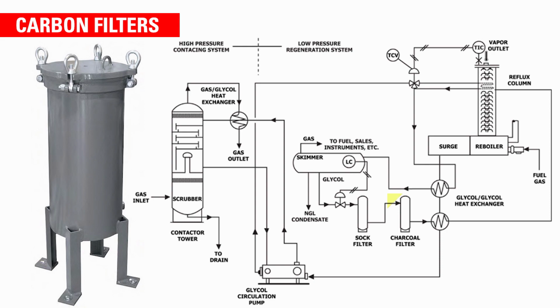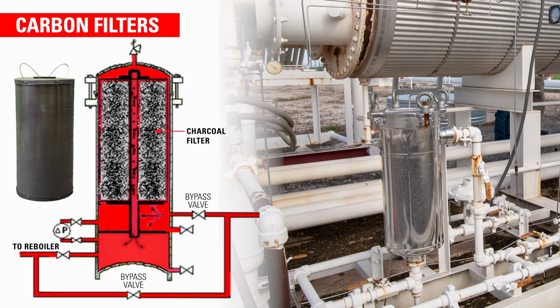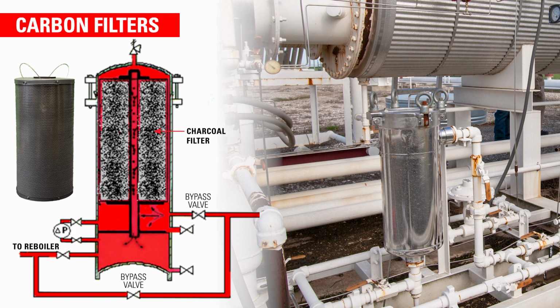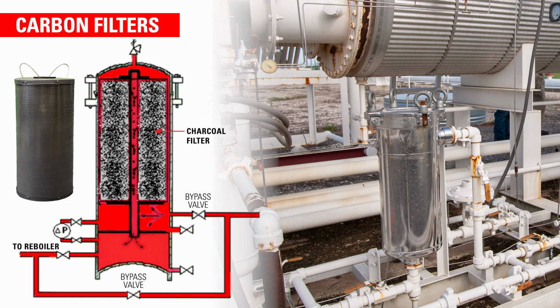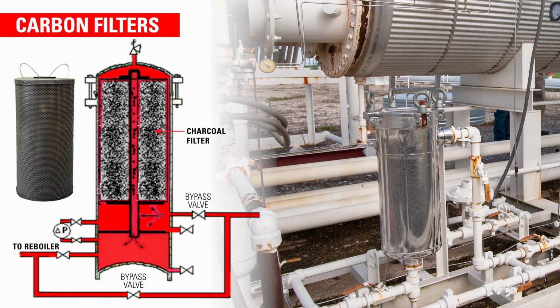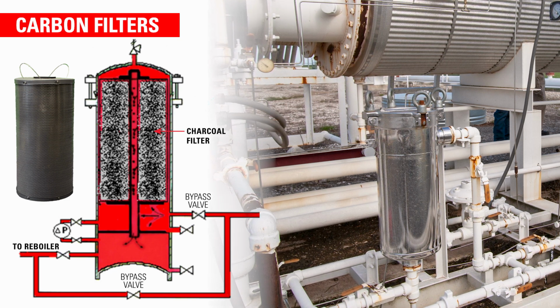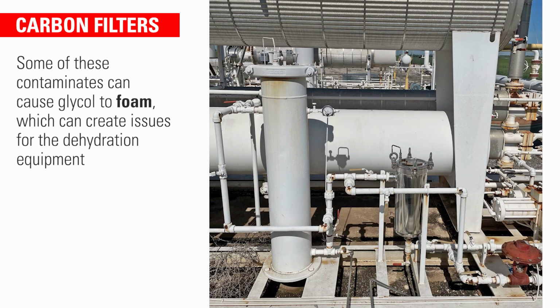Producers install carbon filters downstream of other strainers or filters. Carbon or charcoal filters remove liquid hydrocarbons, compressor oils, degradation compounds, and other carbon impurities from the glycol flow stream by catching these molecules in the charcoal's pores. Some of these contaminants can cause the glycol to foam, which can create issues in the dehydration equipment.